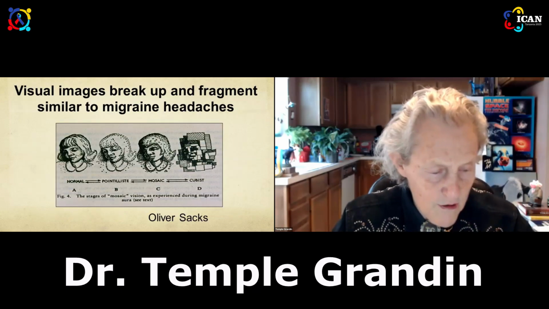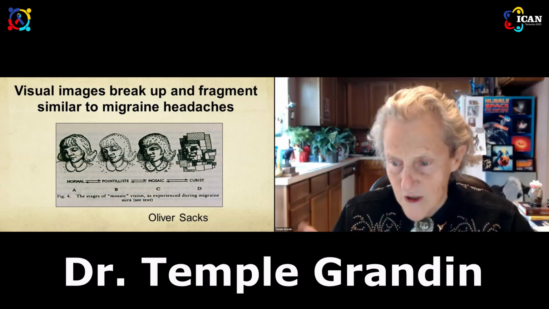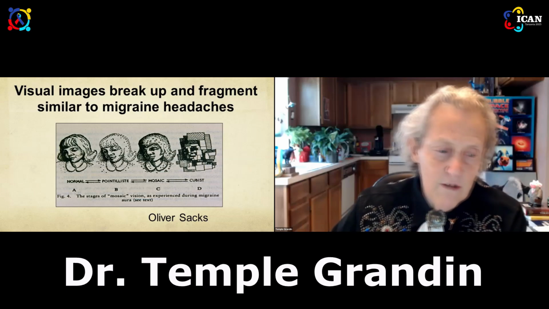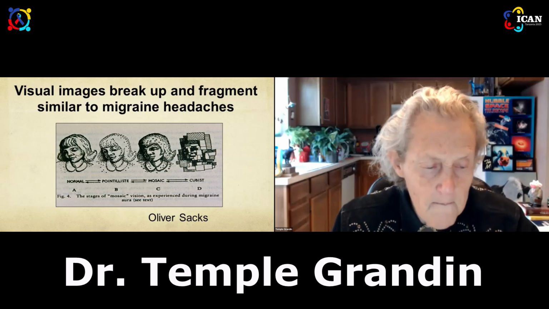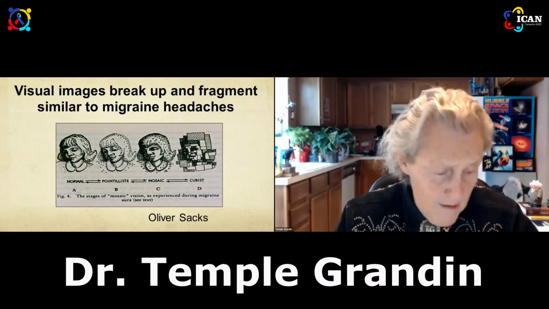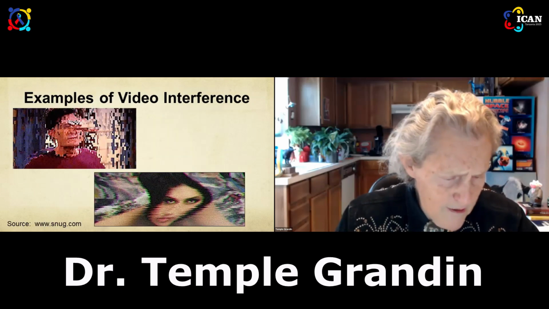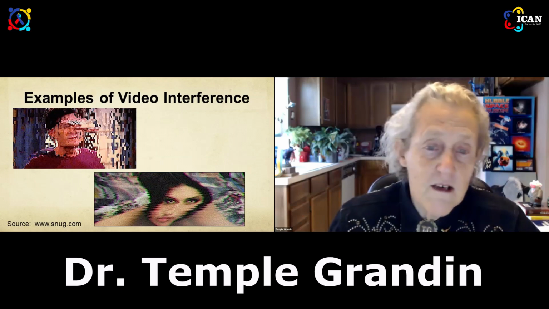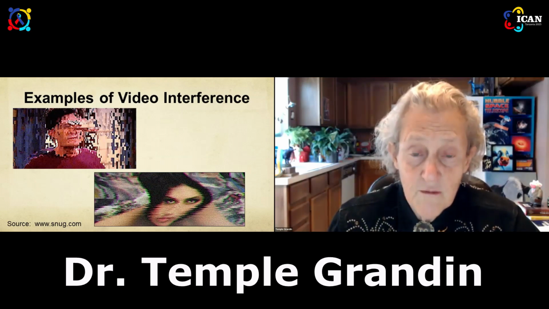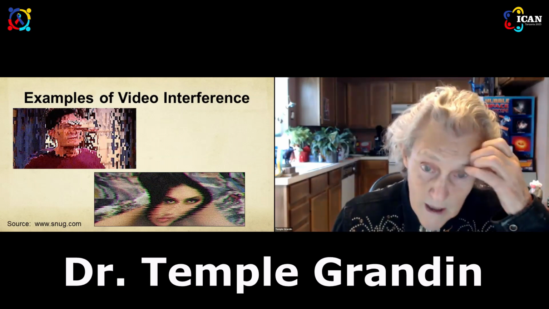The next slide shows how some people that have visual processing problems can actually have images break up. And this is a slide from some of the people with migraines, who also have some of the similar things. The next slide just shows some video interference that might give you an idea of what individuals with very severe visual processing problems might have.